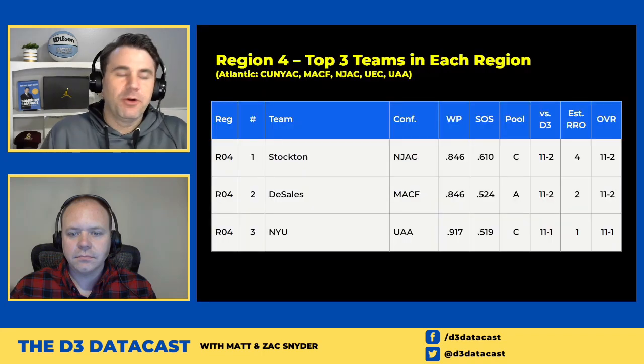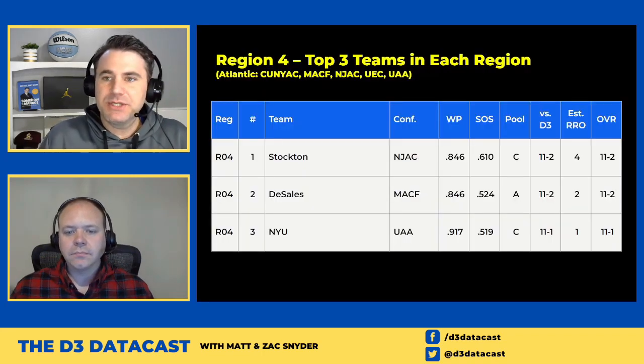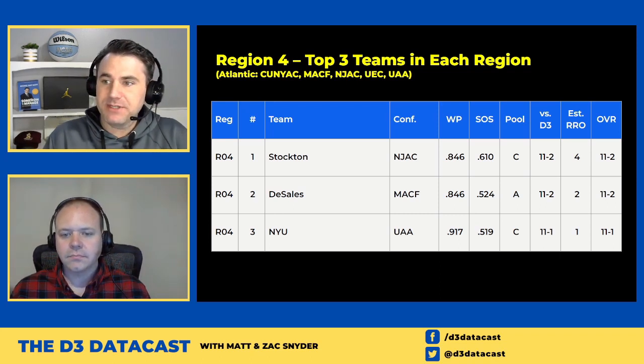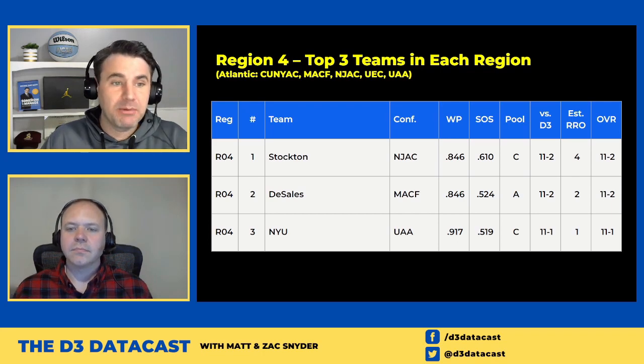Jumping up to Region 4, I think of this as the Old Atlantic region. You can see the conferences there. Top of the list out of the NJAC is Stockton, .846 winning percentage, .610 strength of schedule, very good. I definitely see Stockton as a team in the hosting mix. They could be finding themselves maybe even in like a top 4 mix later on in the season. I think maybe they're not quite there right now, but they could move into that.